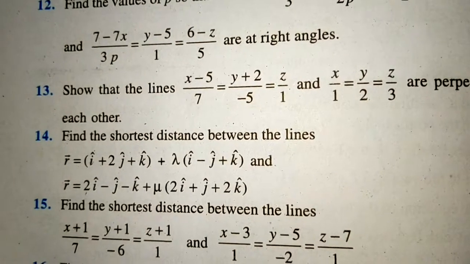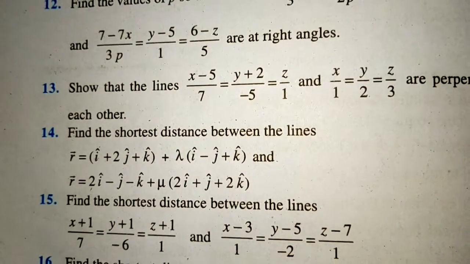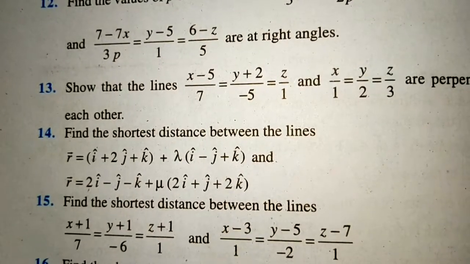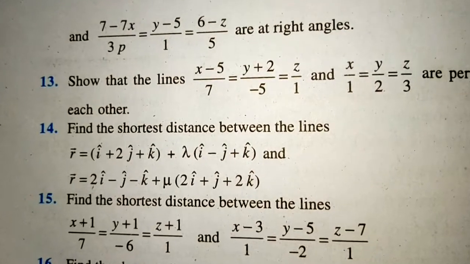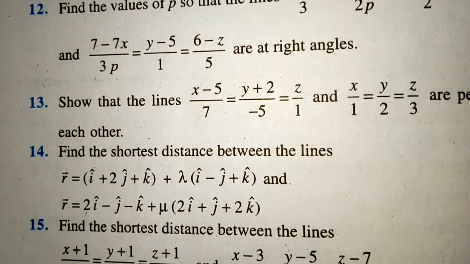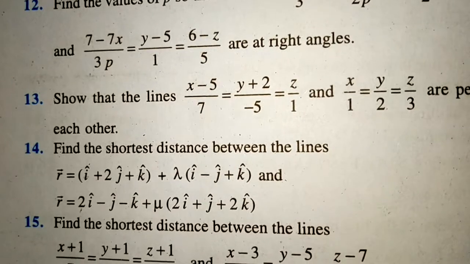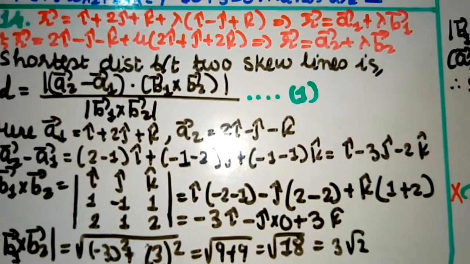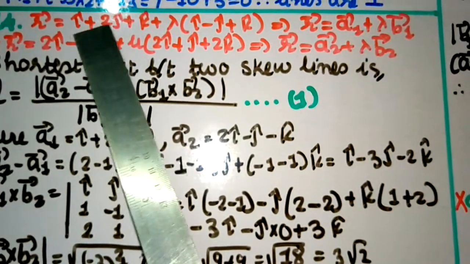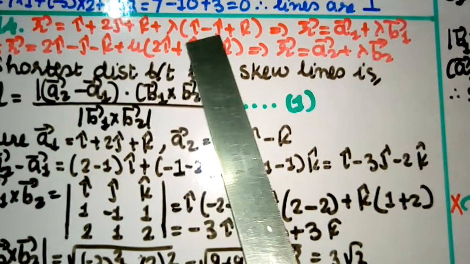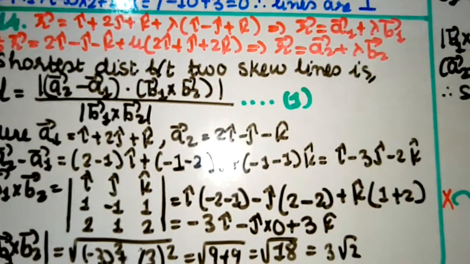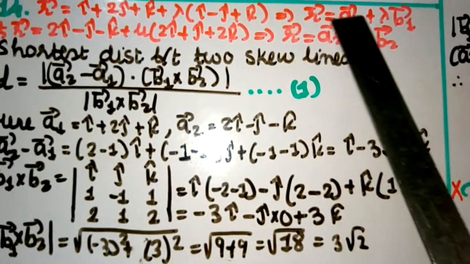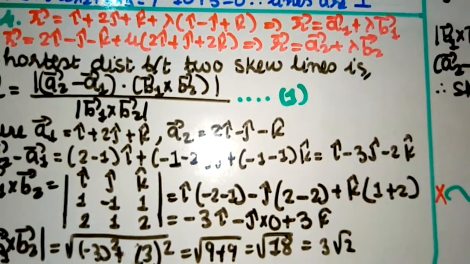Question number 14. Find the shortest distance between the lines vector r equal to i cap plus 2j cap plus k cap plus lambda times i cap minus j cap plus k cap, and vector r equal to 2i cap minus j cap minus k cap plus mu times 2i cap plus j cap plus 2k cap. Vector r is equal to i cap plus 2j cap plus k cap plus lambda times i cap minus j cap plus k cap. If you compare this with the standard equation of a line, vector r equal to vector a1 plus lambda times vector b1.